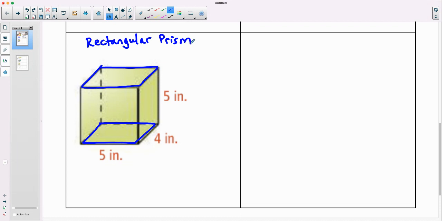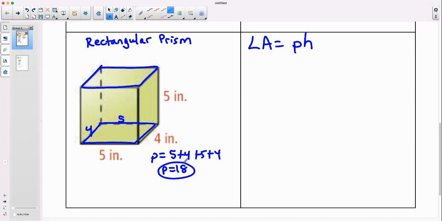To get the surface area, first we get the lateral area. The lateral area is the perimeter of the base times the height, which is the distance between the bases. So we need the perimeter of one of these bases. If we have a 5 and a 4, we have another 5 back here and another 4 right here. So the perimeter would be 5 plus 4 plus 5 plus 4, a total perimeter of 18. We need that number. Since we're using top and bottom as our bases, the distance between those bases is our height. So 5 is our height.